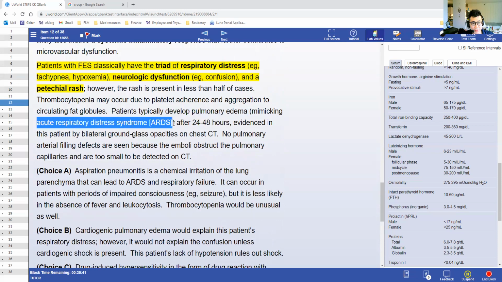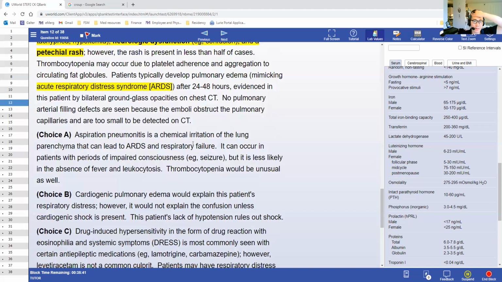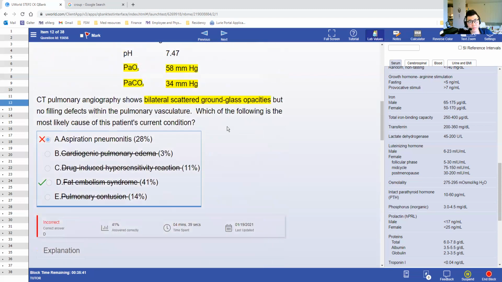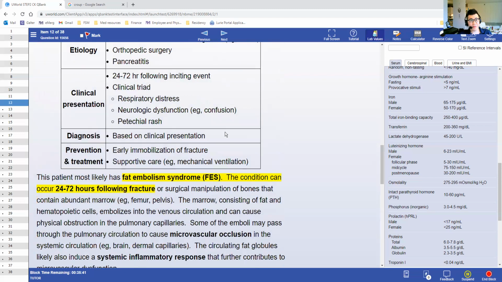So they also get ARDS. ARDS is kind of like the common endpoint, so yeah, you really can't anchor anything off of that. Aspiration can lead to ARDS as well. However, less likely in the absence of fever and leukocytosis. Okay, fair enough. Thrombocytopenia would be unusual as well. I didn't even notice it's thrombocytopenia.